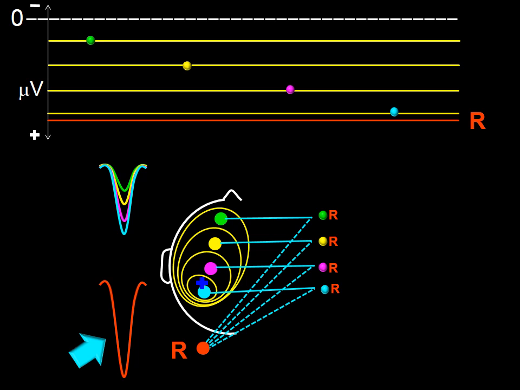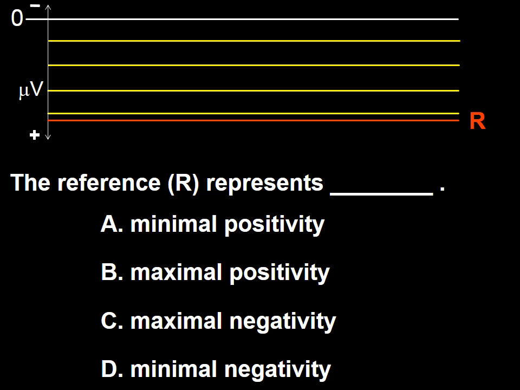This is so, as you can see, because the reference is further from the zero line than the other electrodes. So the answer to this question is B.